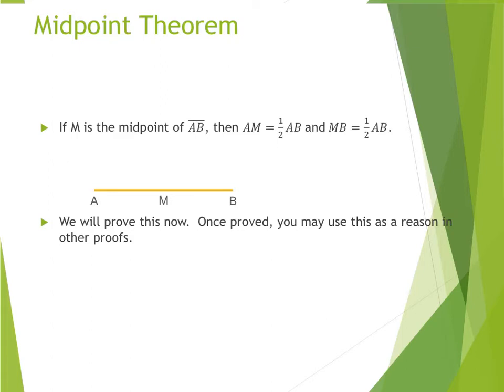Now if you look at this long enough, that seems to already make some sense. Because if M is the midpoint, then these two pieces are equal, which means that M cuts the thing in half. So yeah, it makes sense that AM is half of the whole segment, and that MB is half of the whole segment. However, it's geometry, so we have to prove that it does make sense and that it's logically sound.